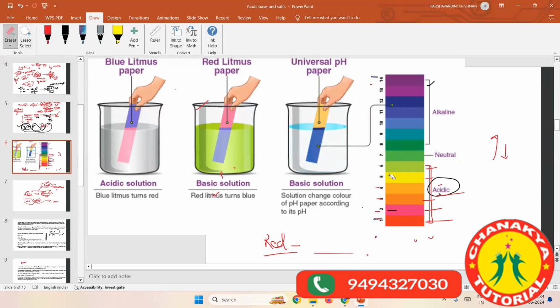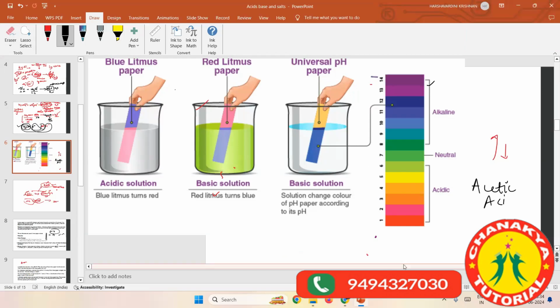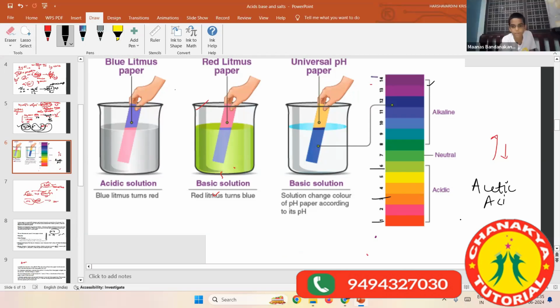So where will acetic acid be? Can you guess? Manas, can you guess where acetic acid will be? Just a normal guess, no need for an exact range. Ma'am, 1 to 6. In 1 to 6, acetic acid is a weak acid, right? So where can it be in this 1 to 6? Can it be on 1, on 6, or on 3? 6, ma'am. Near 6. Very good.